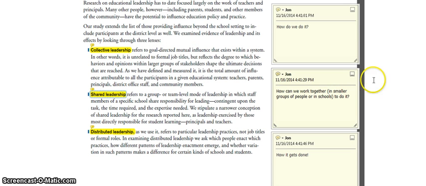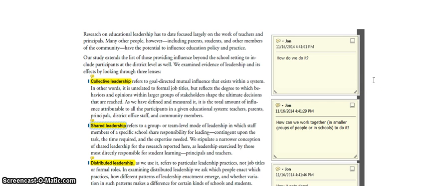As the research went forward, the article started shifting into 3 different kinds of leadership within the school system: the collective leadership, the shared leadership, and the distributed leadership. I looked at the collective leadership, and you see on my right side over here, it said, how do we do it?